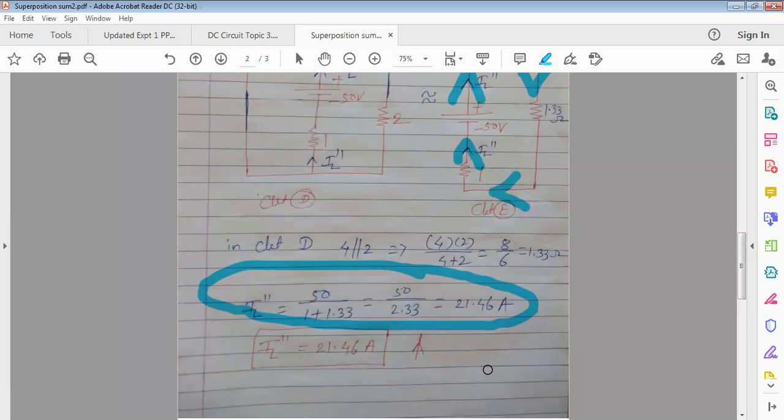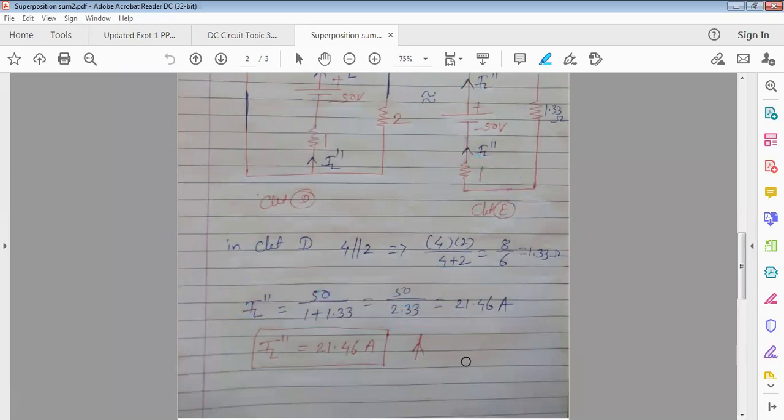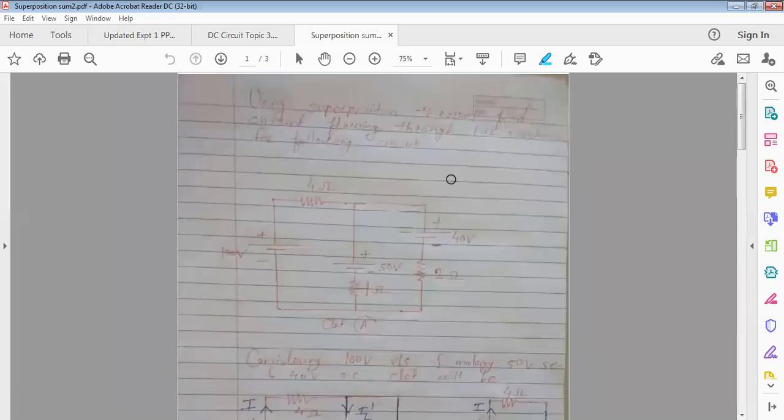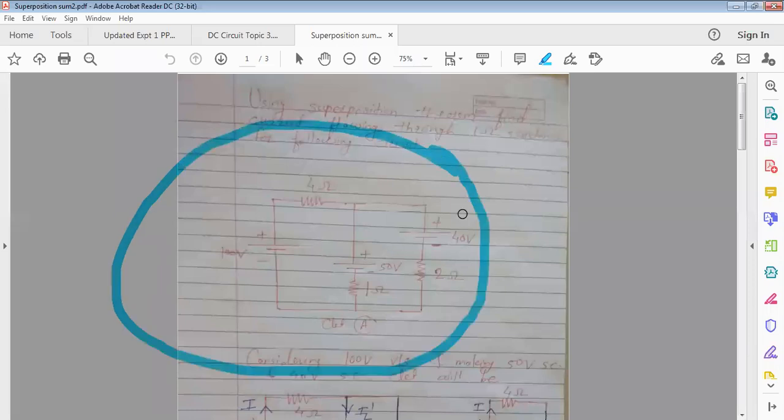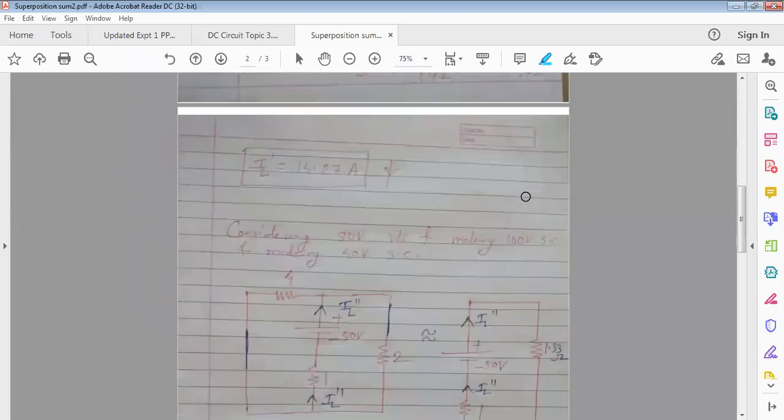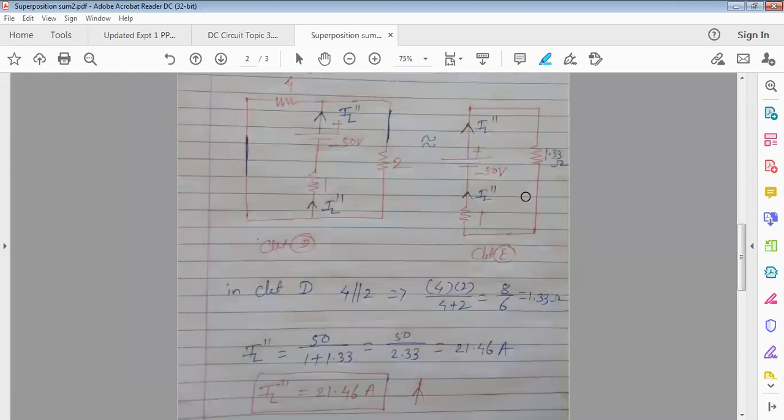MCQ question for the same exam. This will be the given circuit with all the sources there, and they will ask you to find the current flowing through the load resistance 1 ohm using the superposition theorem, considering the 50 volt voltage source only.